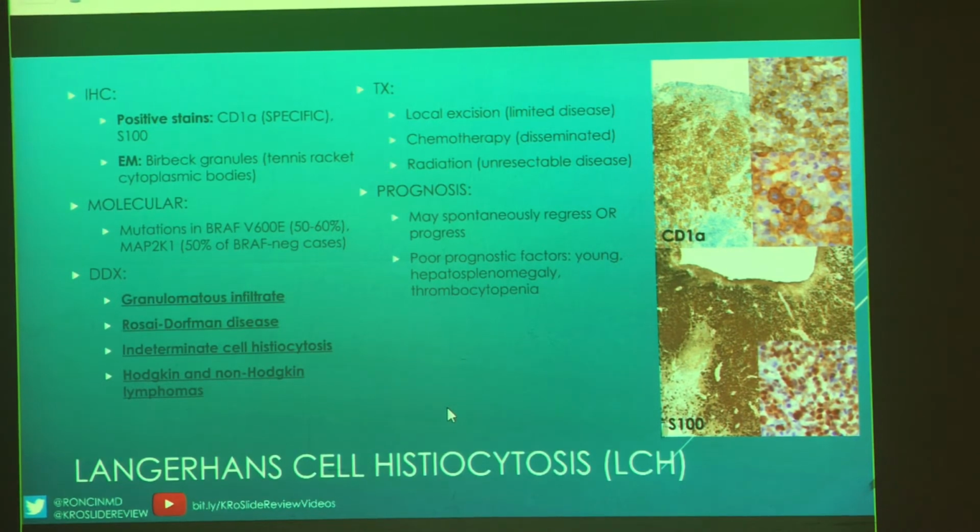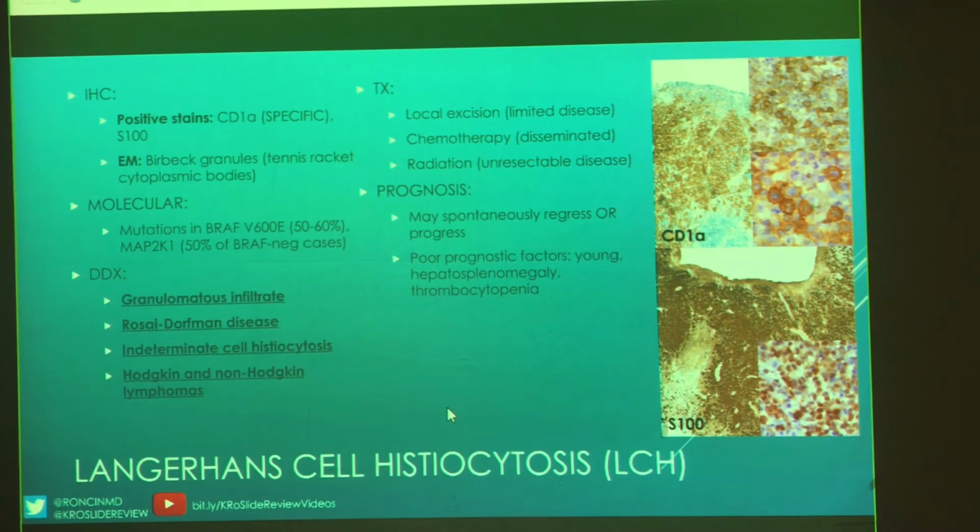For molecular, there are mutations in BRAF. Specifically, the V600E is seen in half of cases, 50 to 60%. And MAP2K1 can be seen in half of the BRAF negative cases, or about a quarter of the cases. Your differential includes granulomatous infiltrates, Rosai-Dorfman, indeterminate cell histiocytosis, which sounds really scary because indeterminate histiocytosis sounds like you don't quite have enough, and that's basically what it is, as well as your Hodgkin and non-Hodgkin lymphomas, okay?